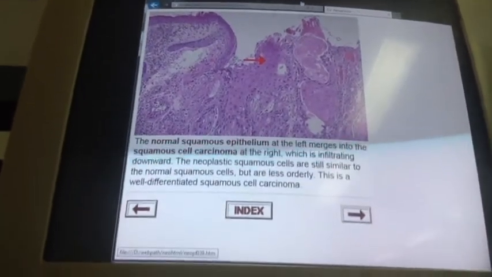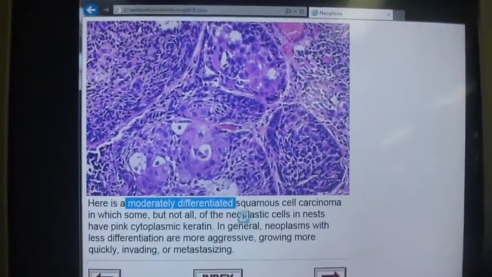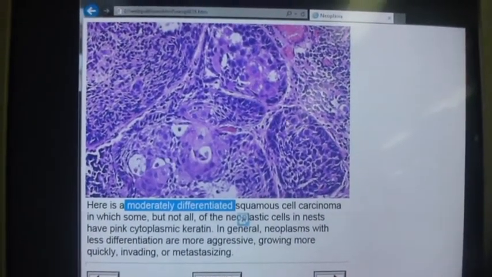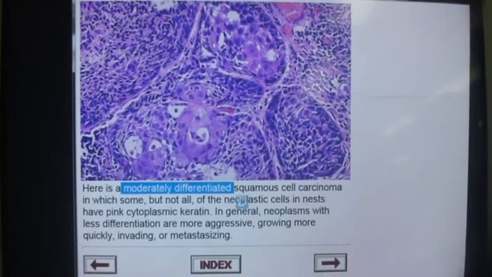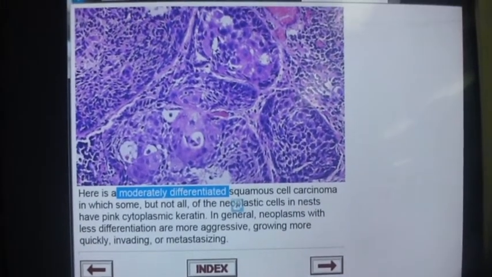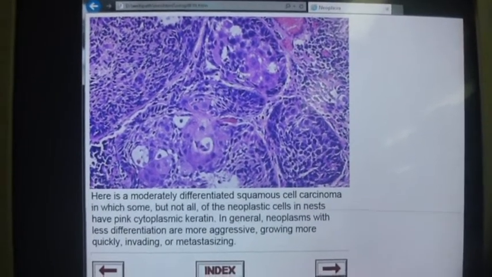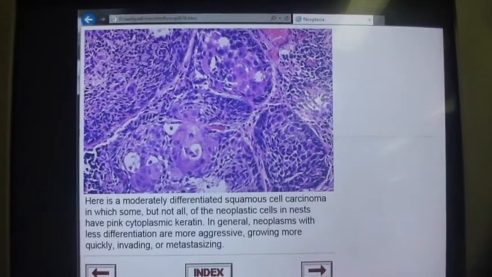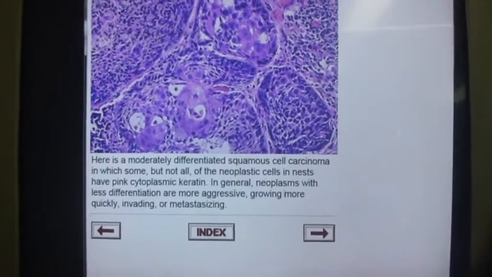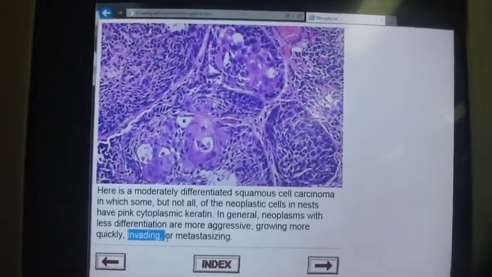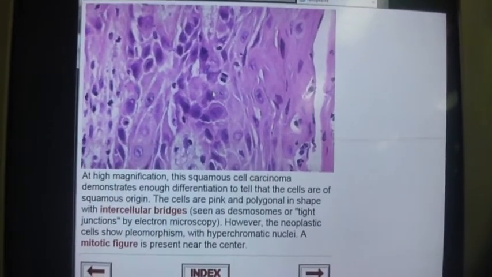This is a less differentiated squamous cell carcinoma. It's moderately differentiated. The cells still somewhat resemble the normal squamous cells, but we have a lesser amount of keratin. This is the pinkish material, which is keratin. So this is a moderately differentiated squamous cell carcinoma, and we have minimal pinky cytoplasm and keratin deposit. As we said, the less differentiated the tumor, the more aggressive it will be, and the more likely to invade and metastasize.